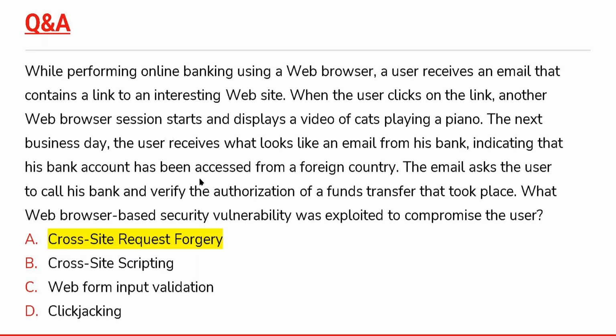Since this whole scenario is being done without the user's knowledge, this is going to be our CSRF attack, the cross-site request forgery. Then after this, we have option two, that is cross-site scripting.